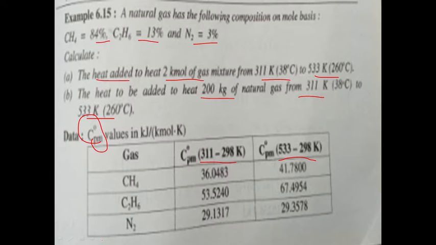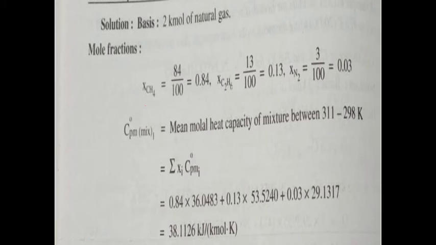Okay. So then some chemical components are given: methane, ethane, nitrogen. All the percentages are mole percentages. Are you clear or not? Okay. So from that we are going to calculate capital Q value. Yes, so this is the solution part.